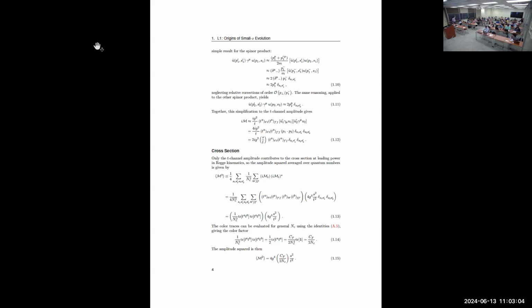And then these two things combine together, 2p1 minus and 2p2 plus. This is 4p1 minus p2 plus, which is 2 times the center of mass energy s. So if I pull everything out, I get a factor 2i g squared, color factor T^a_{i'i}, T^a_{j'j}, and then from the kinematics, I get s over t, and then the Kronecker deltas for the spins.